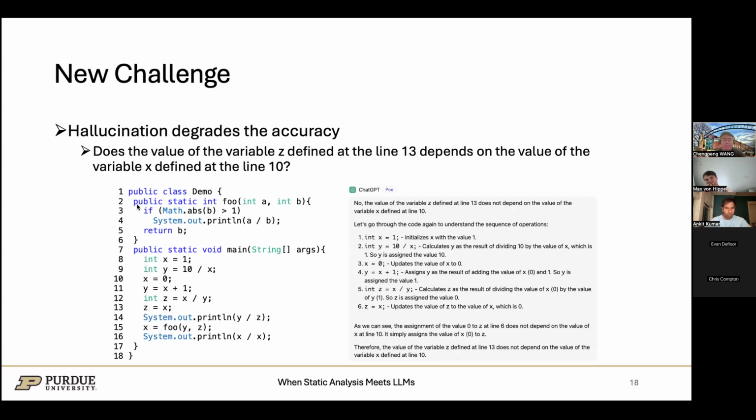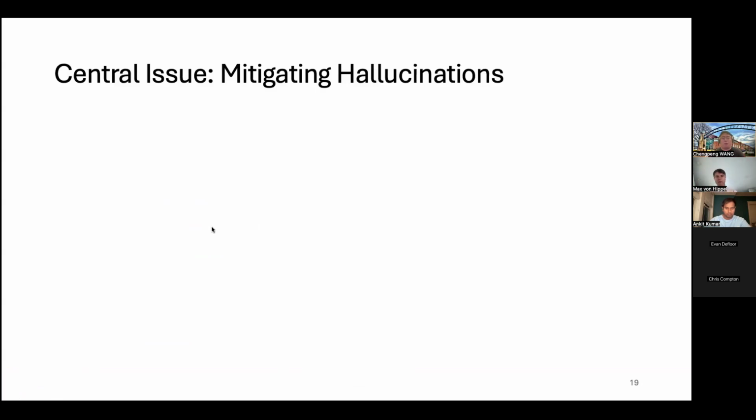But all of us have to face this problem. That is hallucination. Models can always tell you something, but you can never trust them, right? If we ask a model a more detailed problem, for example, whether the variable z at line 13 depends on the value of variable x defined at line 10, it will give the wrong answer. This is very terrible, because if we take the output of the model as correct, this error will be amplified if our pipeline contains different rounds of prompting. So the central issue of our work is to mitigate the hallucination, especially for long programs and very complex bugs.